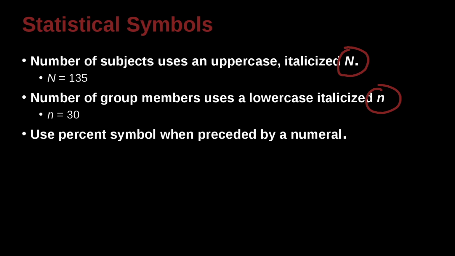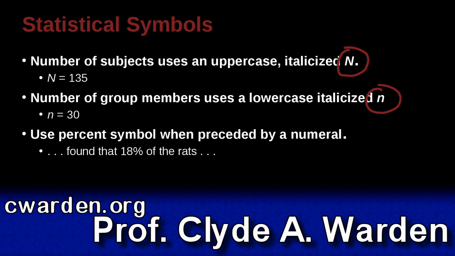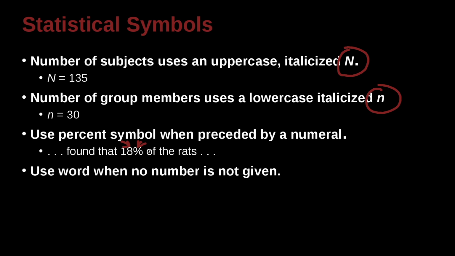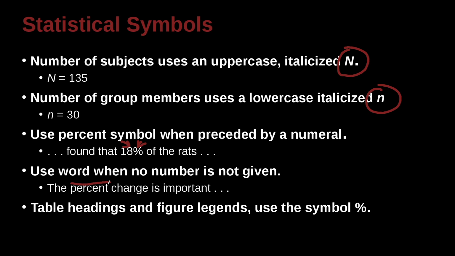What about the percent symbol? Well, you should go ahead and use the symbol when it's preceded by a number. So for example here, 18% of the rats. So this is the percentage sign here. And before the percentage sign, we have a number, 18. So because you have a number, you go ahead and use the percentage sign. But when you don't have a number, you need to use the word. So for example, here we say the percent change is important. Obviously, this percent has no number before it, so we spell out the word percent.